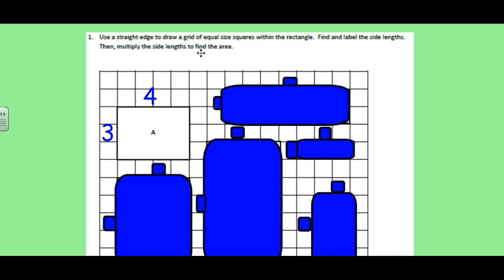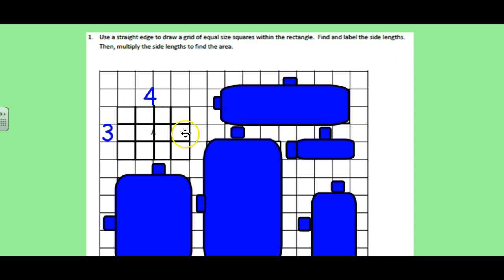Part of the directions said use a straight edge to draw a grid of equal size squares. Using your straight edge, that's just going to be your ruler. So we're going to take it and we're going to finish drawing the lines for the columns and the lines for the rows. If you don't want to use your ruler, you don't have to, but you do need to make sure that your lines are pretty straight and equal. So I want you to finish drawing in the squares for rectangle A. If you need to push pause, you can do that.